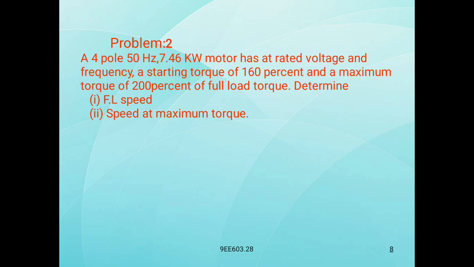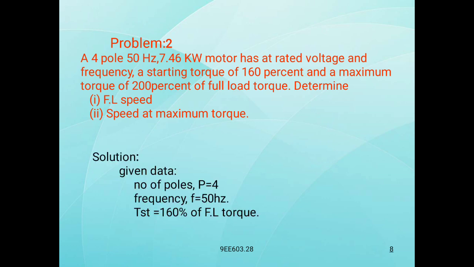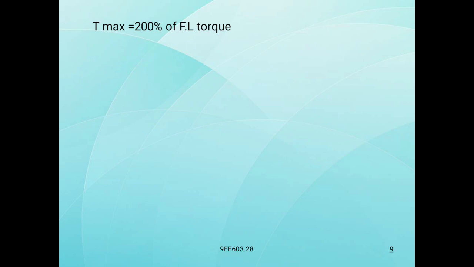The second one is the speed at maximum torque. Solution: given data, number of poles P is equal to 4, frequency F is equal to 50 Hz, TST is equal to 160% of full load torque, T maximum is equal to 200% of full load torque.